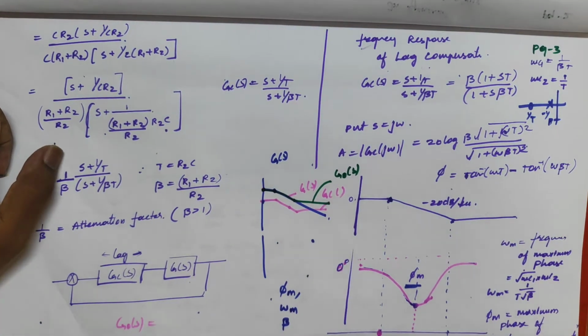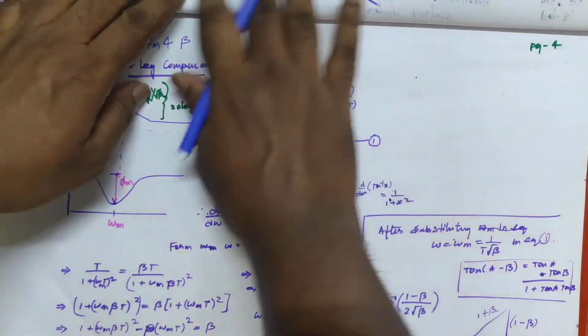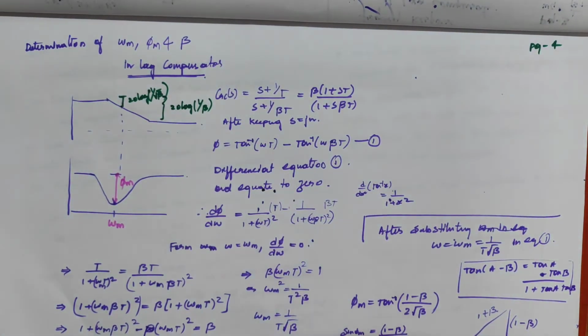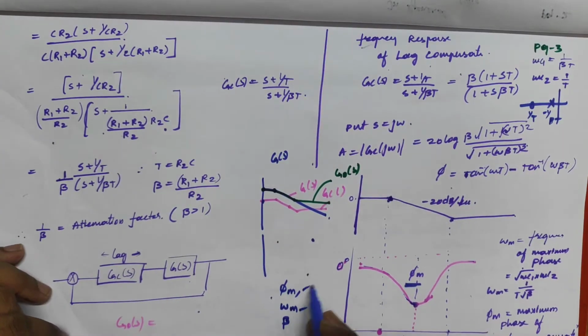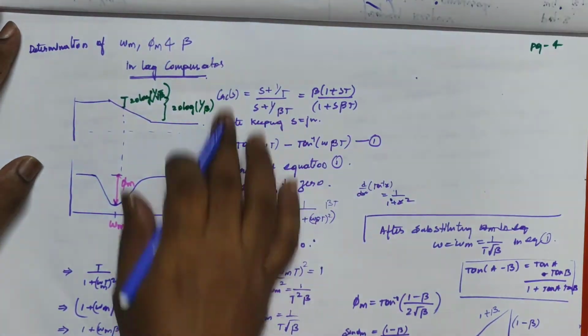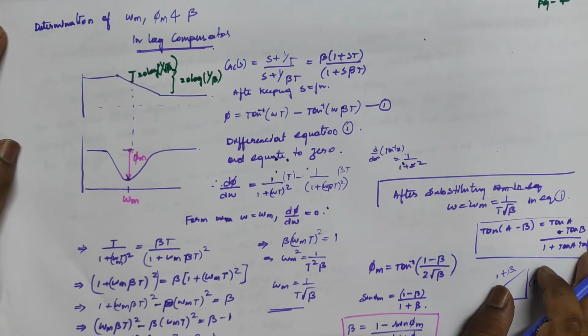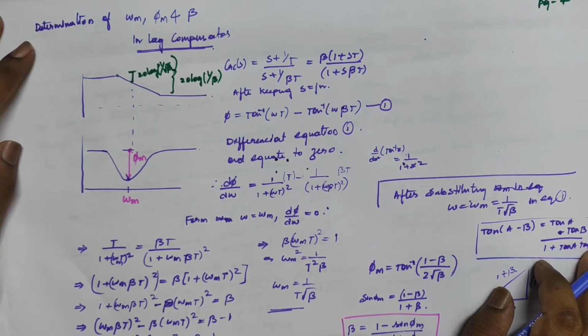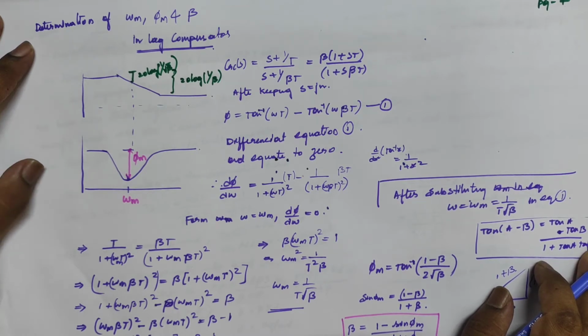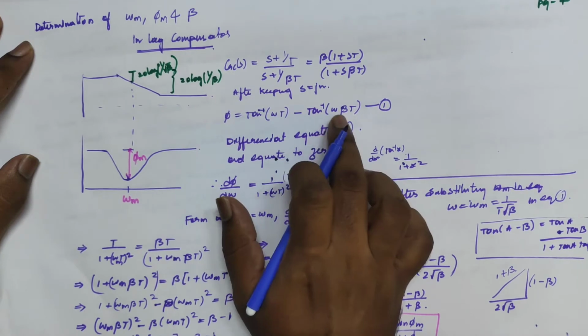So we'll solve shortly, right? This is the determination. I just said that to find omega and phi m, beta, this is a calculation part which I already did. Just make sure to do this. So I got phi m equal to tan inverse of omega t minus tan inverse of omega t.